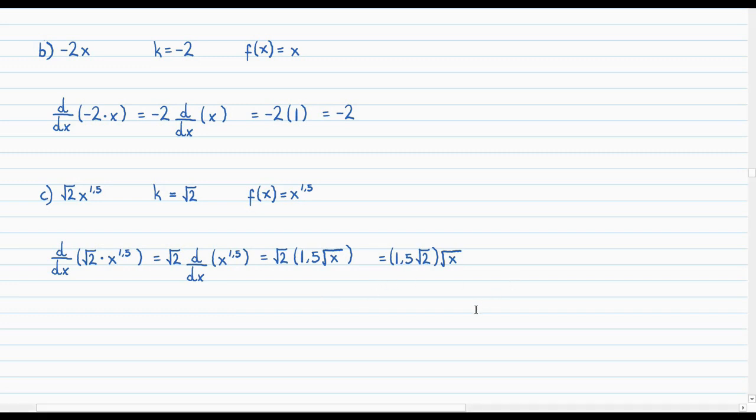Then part D is 6 times x to the power of 23, which is actually a completely new example, so we'll need to apply both the general rule and rule 1 to get the final answer. n would be the value of the exponent, which is 23 this time, and k is the constant, which is just 6. And f of x is x to the power of 23.